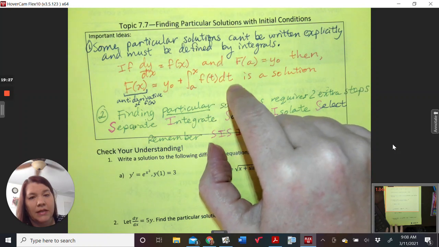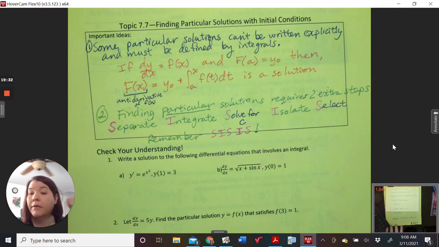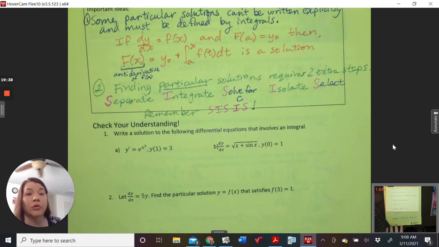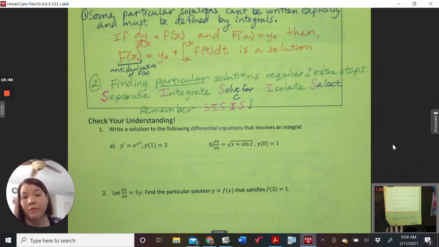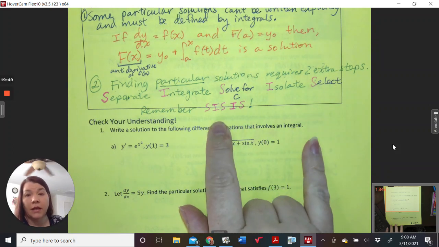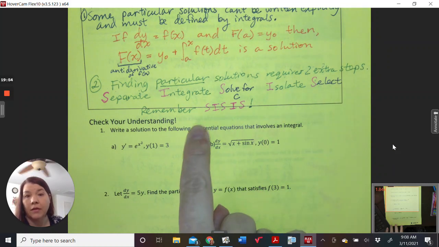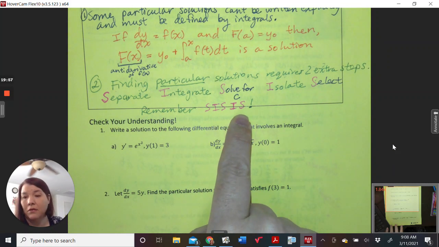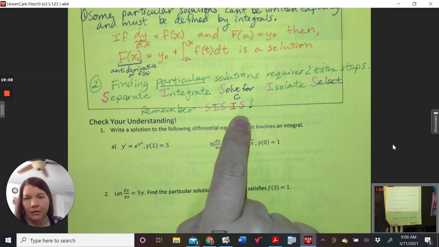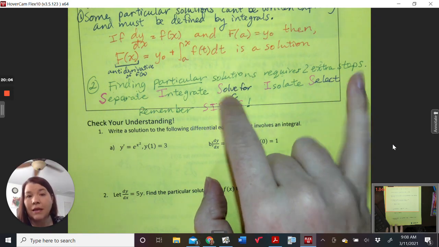Okay. Finding particular solutions requires 2 extra steps from finding general solutions. For our general solutions, we separate, integrate, and isolate. For our particular solutions, we separate, integrate, solve for C, isolate, select. Remember SISIS. I don't think that's helpful, but separate, integrate, isolate, we add in solve for C, and select. Honestly, it could be separate, integrate, isolate, solve for C. I like to do it before. It just makes it a lot easier. So it's up to you. And that's where it is. We'll leave this here, and we'll talk to you guys soon.